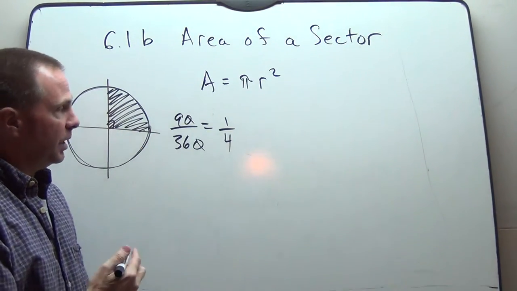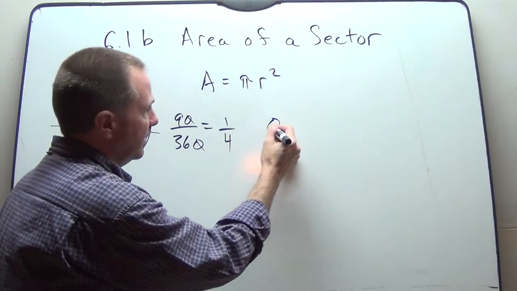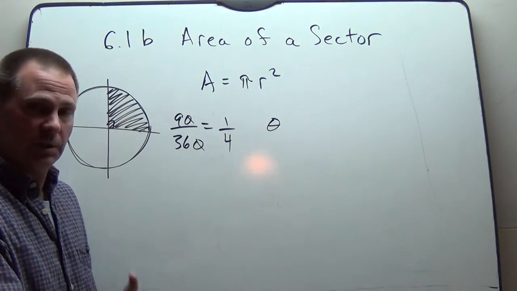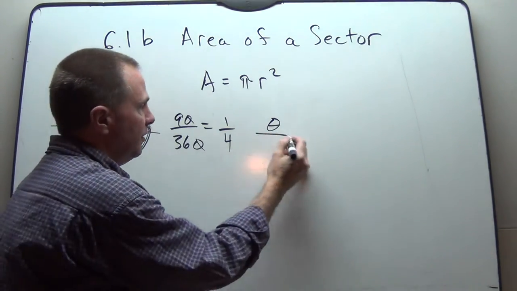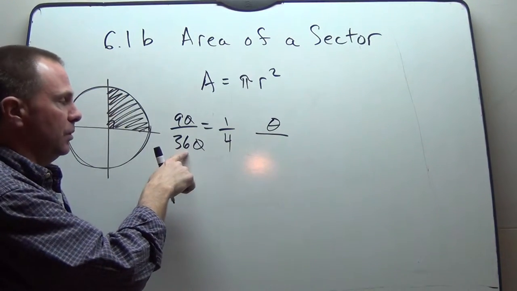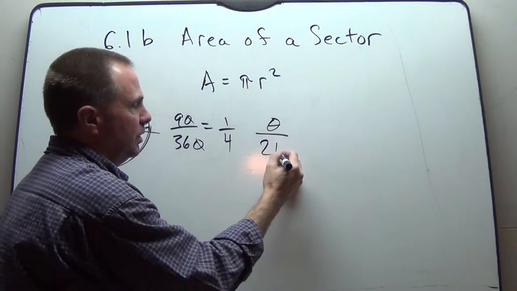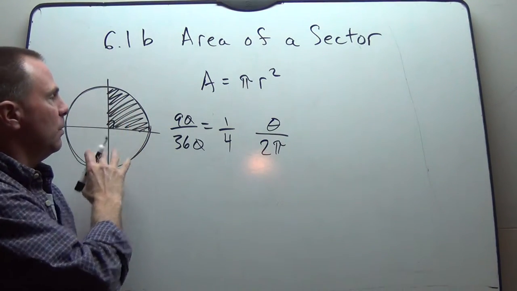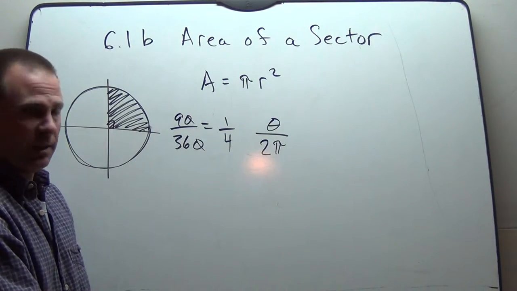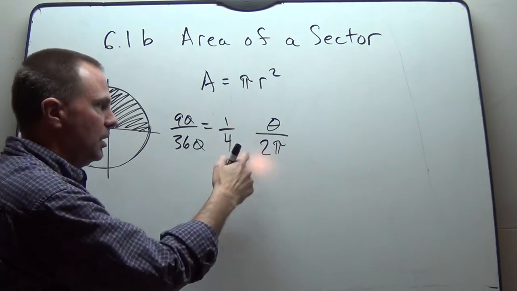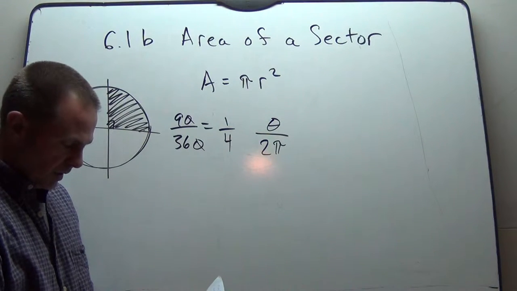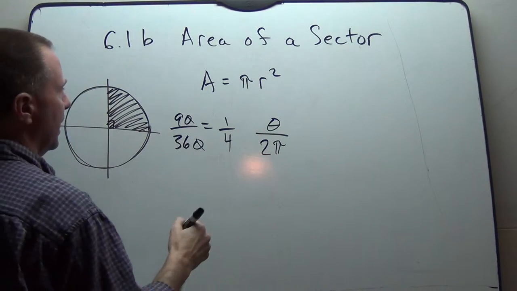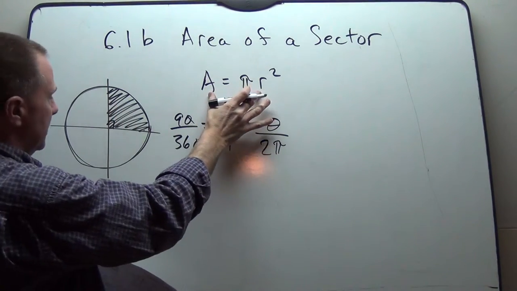And since we're dealing in radian measure, we're going to say that this is theta, however much theta is in radian measure. Since we're dealing with radians, we want it in theta, divided by the whole circle. The whole circle is 360. That is actually 2 pi in radian measure. So the portion that we want to find, the part that's shaded in, is going to be theta over 2 pi.